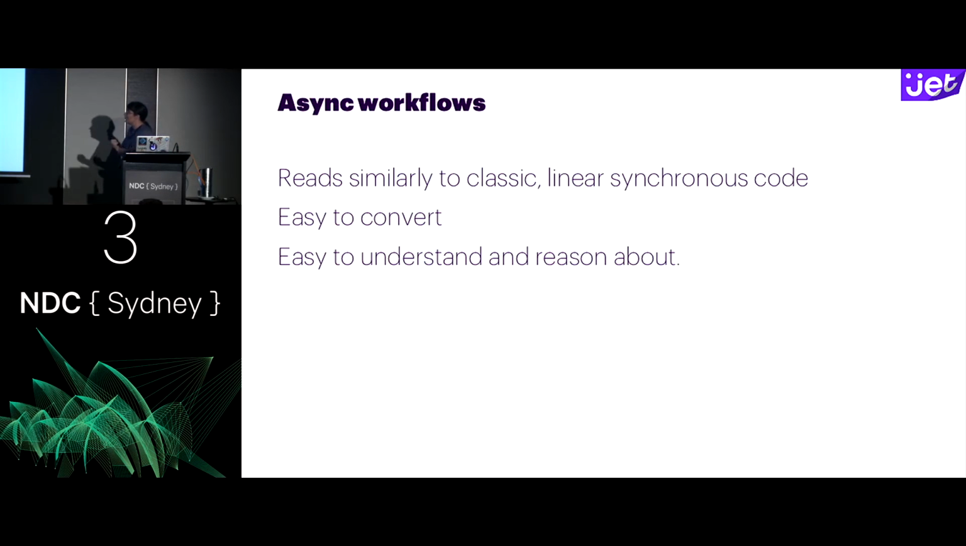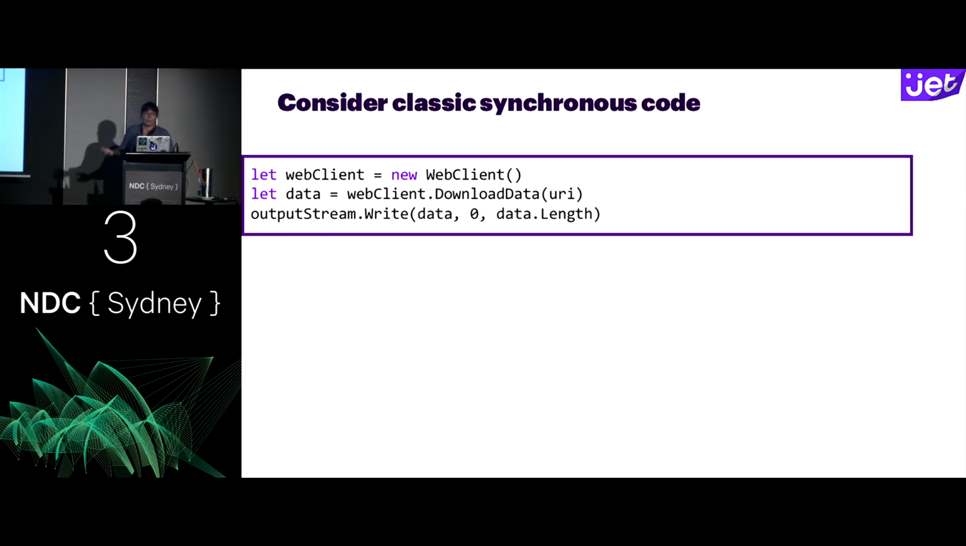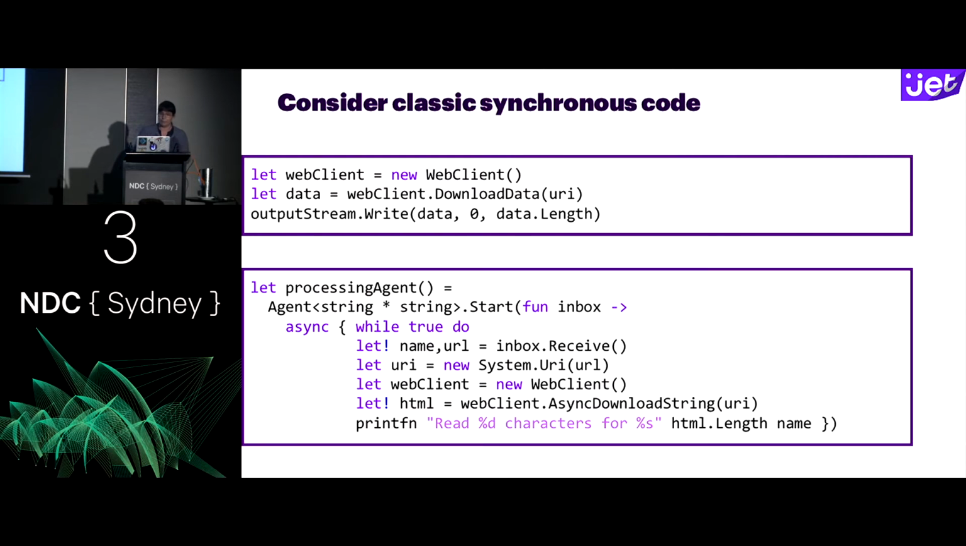So async workflows simply make it really easy to work with async. It's very, very easy to convert. It ends up reading very similar to your classic linear code, and because of that, it's very easy to understand what's actually going on. So we take a simple example: create a new web client, download some data based on a specific URI, and then output the data length.